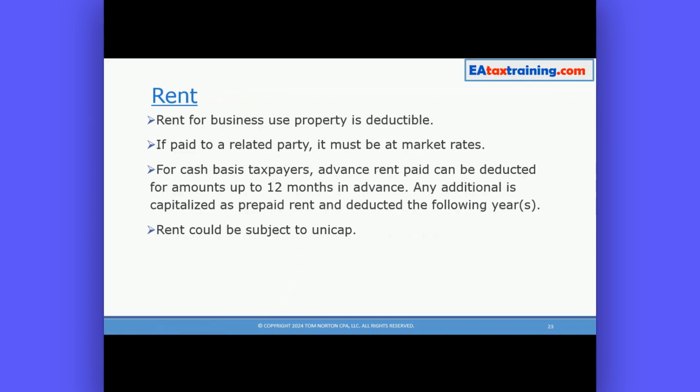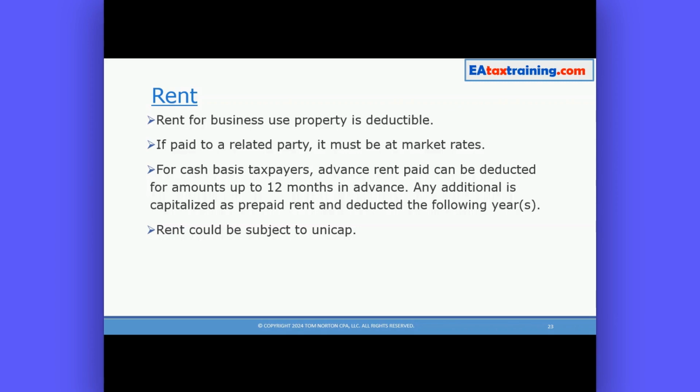Next, rent. So rent for business property is deductible. If it's paid to a related party, it must be at market rates. So we've talked about this several times. You have a related party rental agreement. Make sure you have a written rental agreement, that it is at market rates, and that both sides of the party actually follow that rental agreement. So it needs to be, again, substance and form. You've got the form by having the written agreement in place, and then the substance is that both parties follow the terms of that agreement.